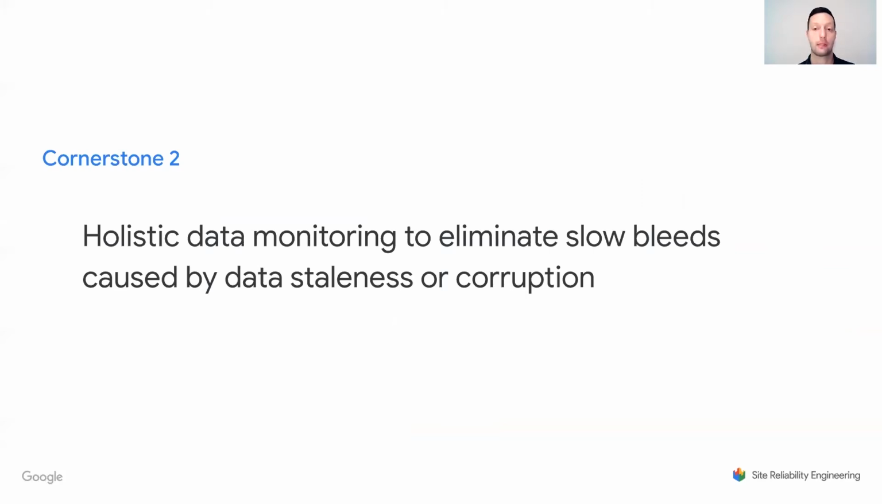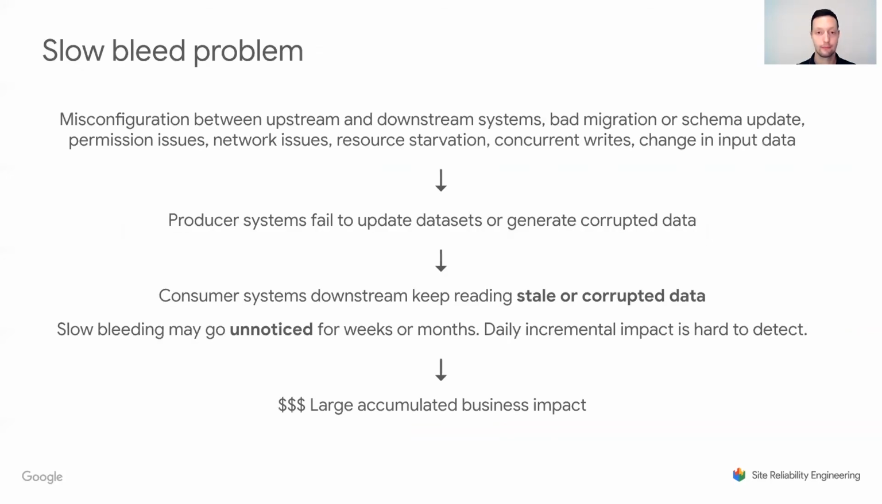Remember how risk multiplies with each hop downstream in a pipeline. Now that we have the curated data dependency graph, we can leverage it to build a blanket coverage monitoring to detect slow bleeds early. And slow bleeds can be a serious problem. Because of being unnoticed for weeks and months, they can potentially accumulate high business impact, financial or reputational.